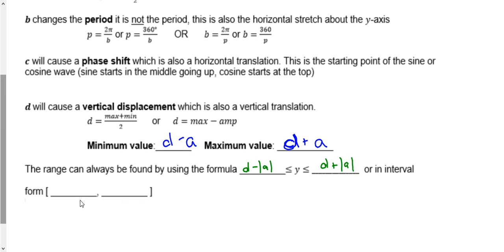In interval notation, you can also have the same thing. So it's going to be D minus the absolute value of A and D plus the absolute value of A. And that's again, if you couldn't figure out your minimum and maximum value, you could have an equation to figure it out.